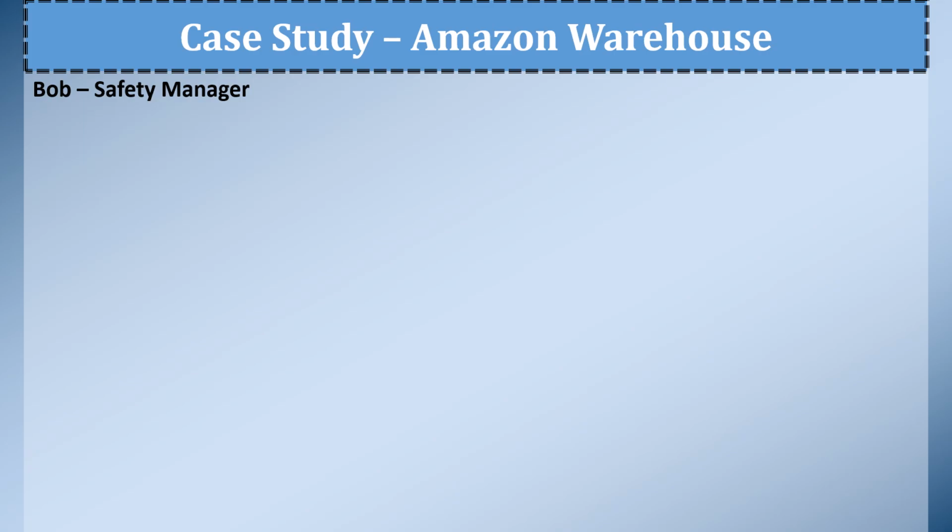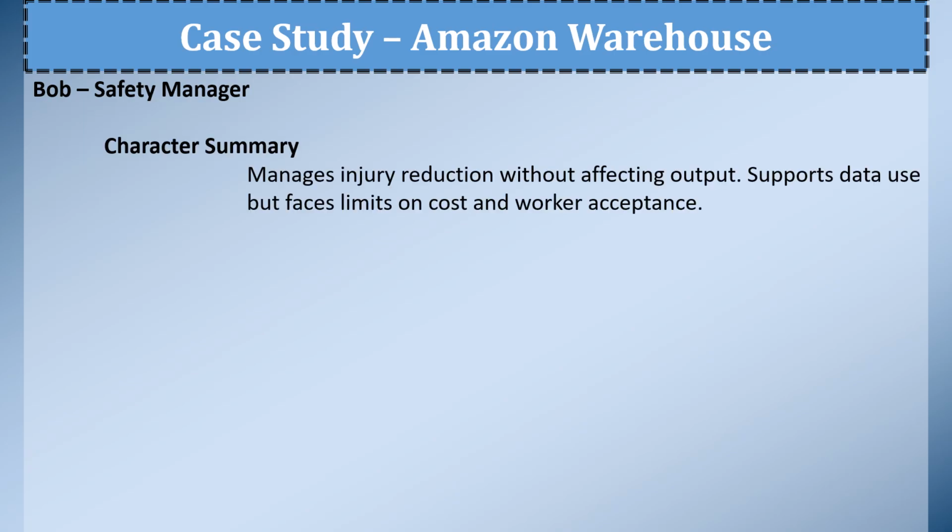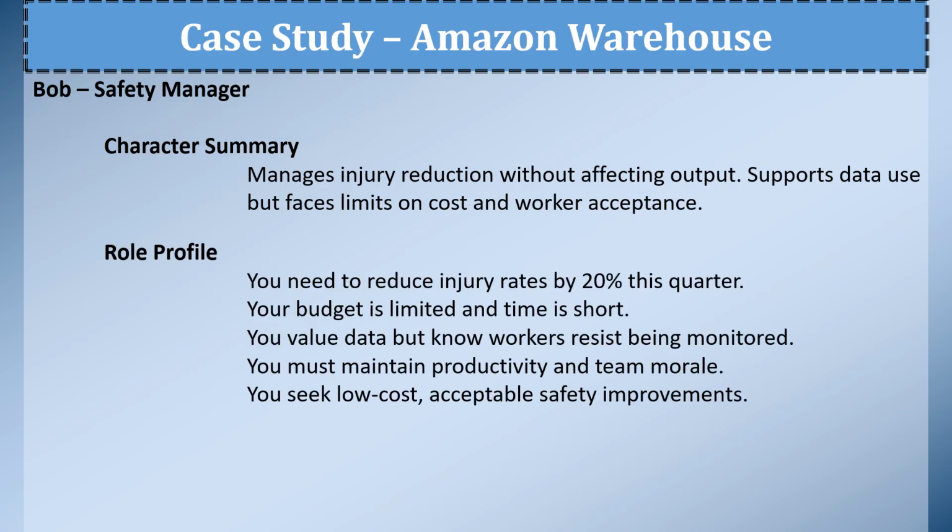Bob, safety manager. Character summary: pressure comes from both sides, upper management and the floor. Results must be fast and visible. Injuries are rising, but resources are tight. Monitoring must lead to measurable change, not pushback. Role profile: metrics drive decision making. Implementation must be efficient and palatable. No tolerance for delays or worker resistance. The solution must balance trust, budget, and speed of deployment.